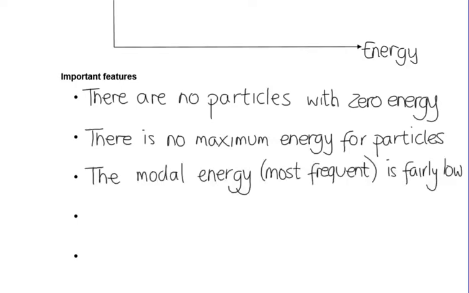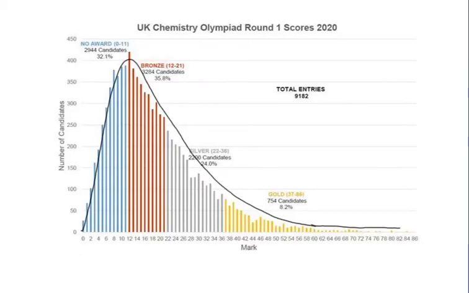The modal energy, the most frequently occurring energy, so the one that most particles have, is fairly low. So our peak is going to be to the left. So have a look back at our graph of that exam. That is something where the most frequently occurring score was actually 12. You might think, wow, 12 out of 86, and maybe it was out of 90. That's a very low score, but that is it. It's very low, so the peak is going to occur to the left.